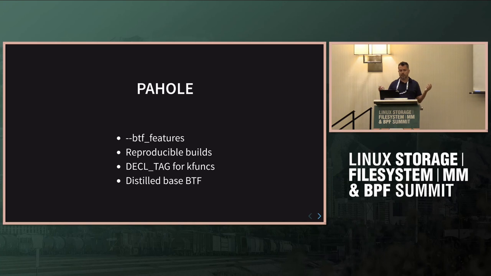And if pahole doesn't support a feature, it will just ignore it. So as you go on implementing new features, you add those features, and in the kernels that make use of those features, you add the new feature that you want. If the user that's building the kernel has an older version of pahole, no problem, it will just ignore that. So there's one last check for the pahole version, which is 1.26, that will be released soon.